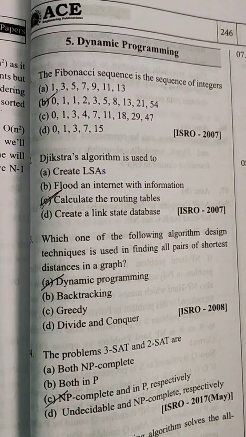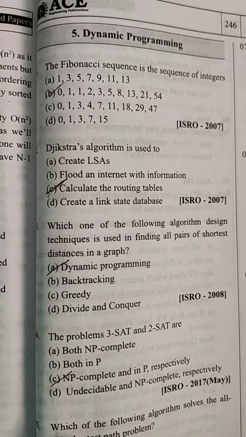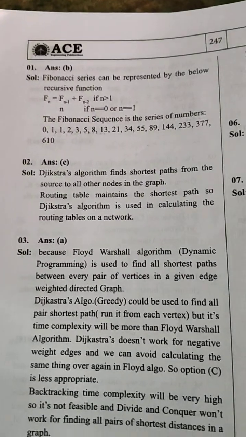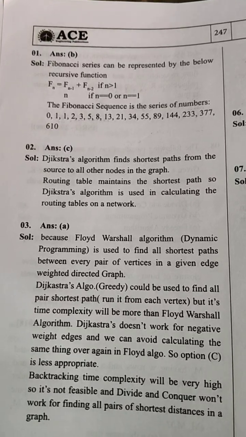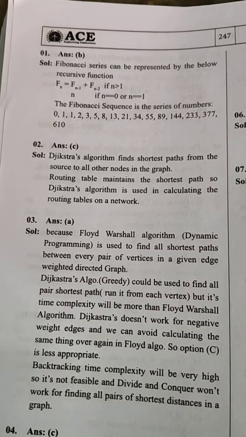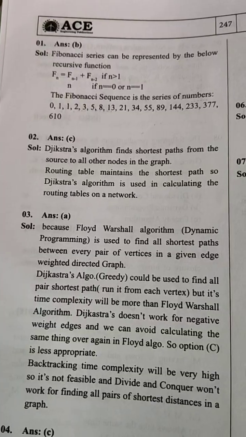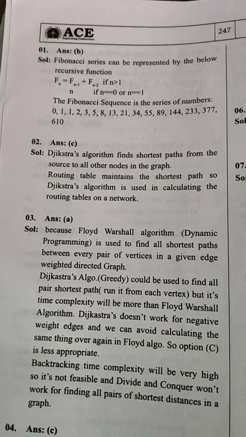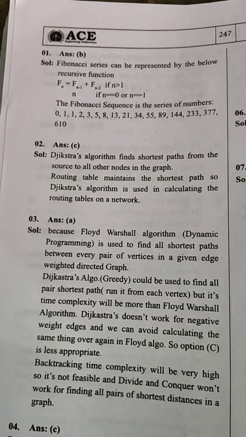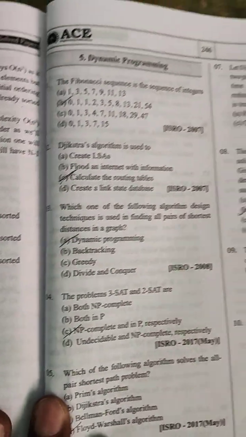Dijkstra algorithm is used to calculate the routing tables. Dijkstra algorithm finds the shortest paths from the source to all other nodes in the graph. Routing table maintains the shortest path, so Dijkstra algorithm is used to calculate the routing tables on the network. Computer networks also use it, I think.